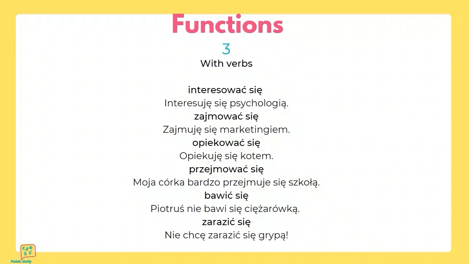Bawić się. To play. Piotruś nie bawi się ciężarówką. Piotruś is not playing with the truck. But in English you would have "with" the truck. In Polish, you don't need any "with". But if you want to say Piotruś is not playing with other kids, then you would use z. Piotruś nie bawi się z innymi dziećmi. Toys, no z. Other kids, z.